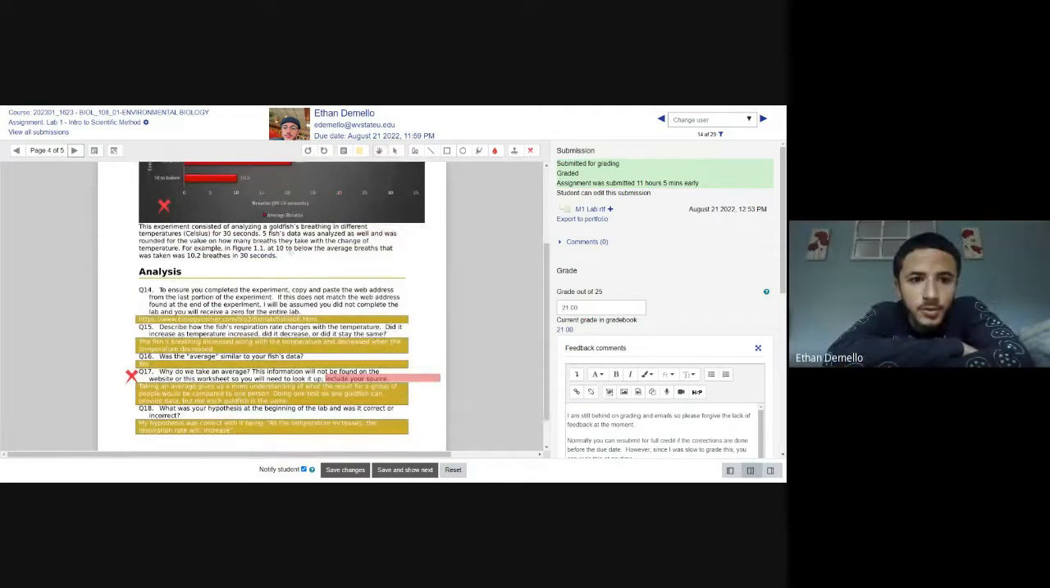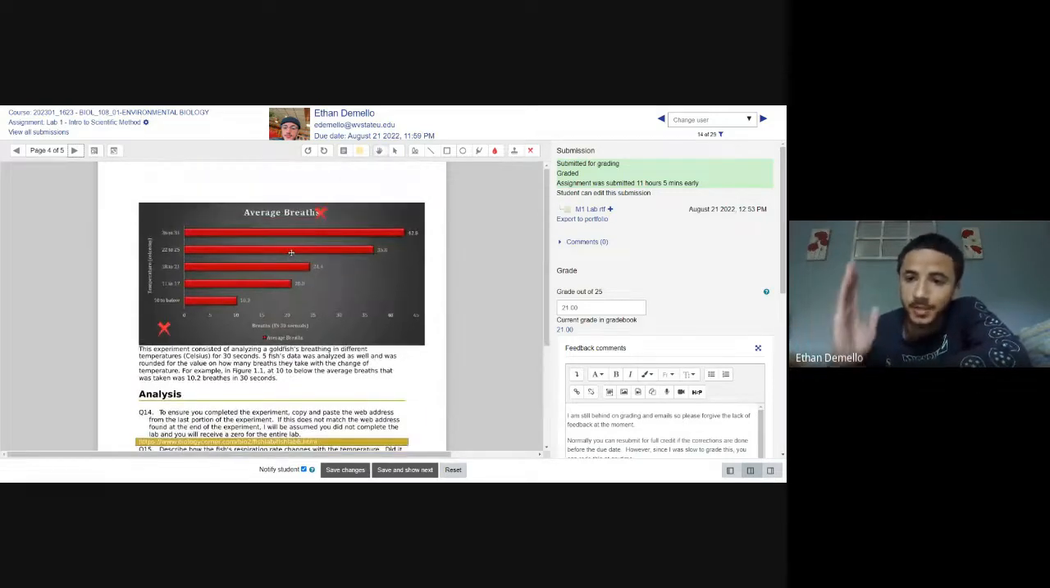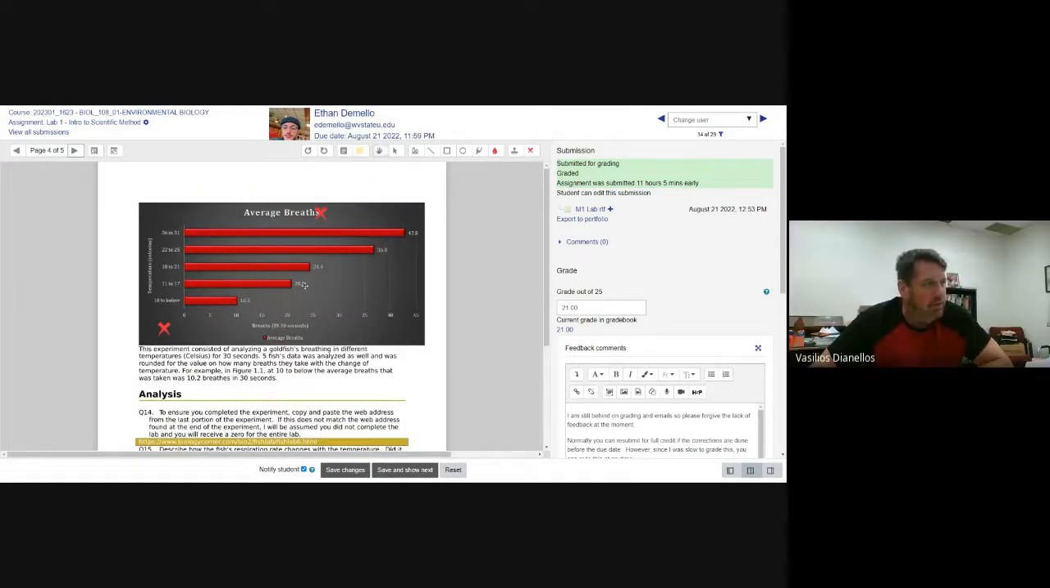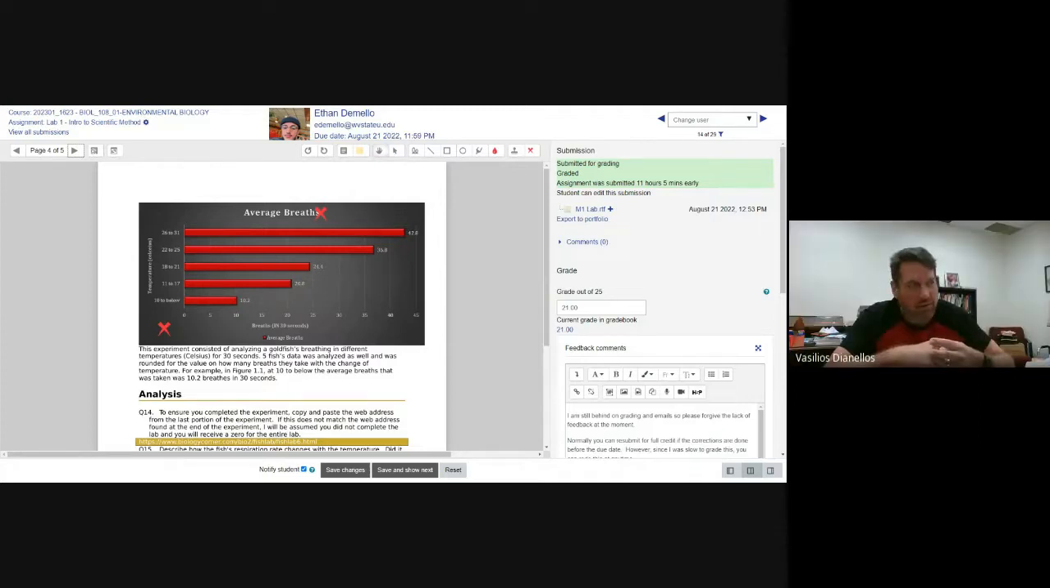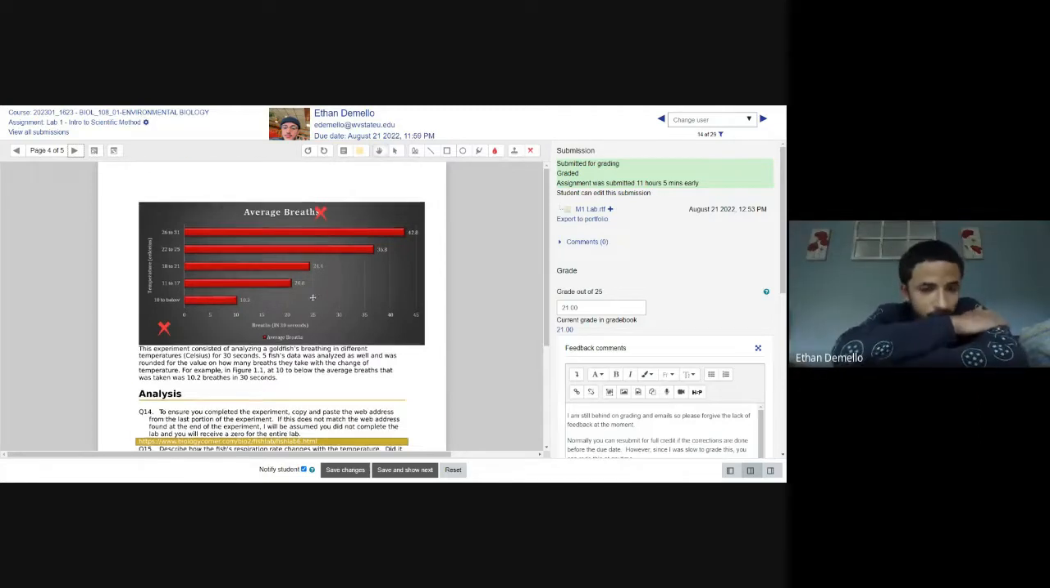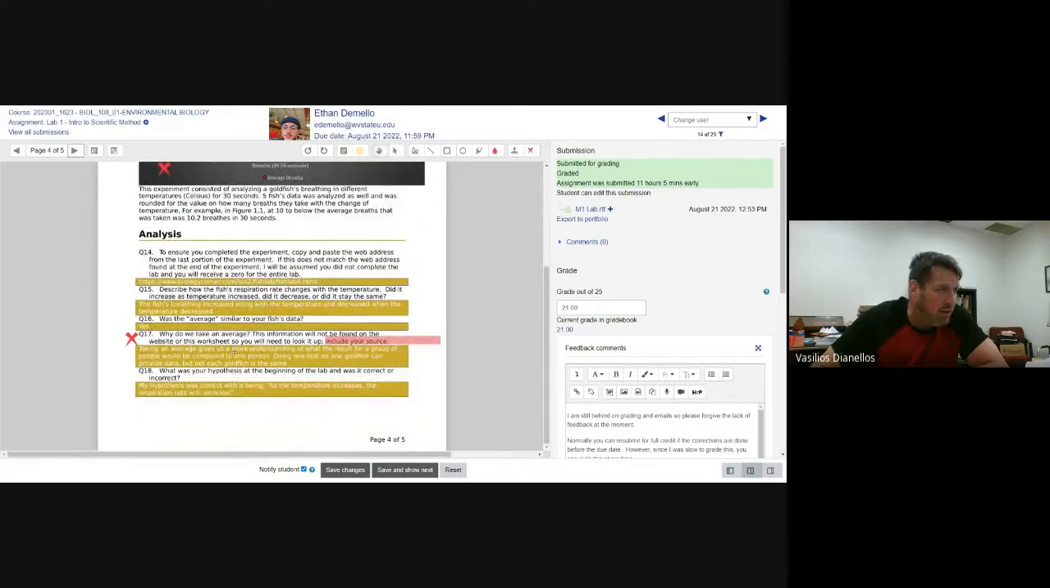So if I wanted to fix up my graph, I just got to fix up the title on it, and then also make the bars go upward. Yeah. So you would have enough information where we know that we're talking about the change of breaths of goldfish in different temperatures of water. Okay. And then flip it. Gotcha.